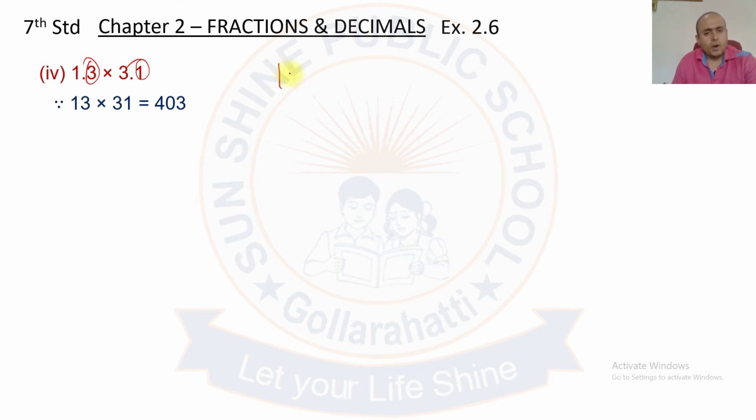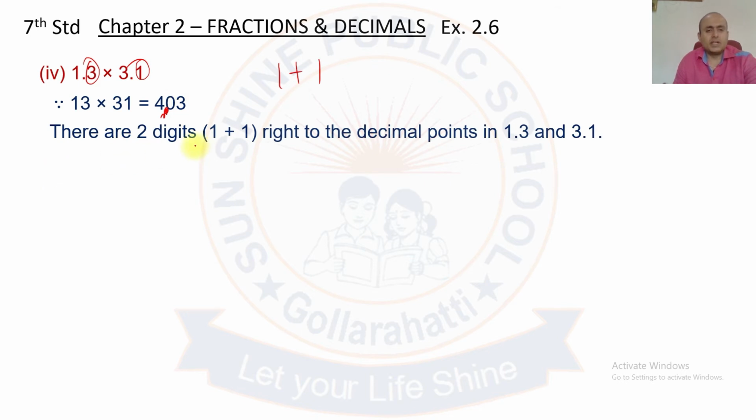Therefore totally we got 1 plus 1, that is 2 decimal points. We have to place the decimal point before 2 digits, that becomes 4.03. So the answer is 4.03. There are 2 digits, 1 plus 1, to the right of the decimal points in 1.3 and 3.1. Thus 1.3 into 3.1 is equal to 4.03. That is the answer.